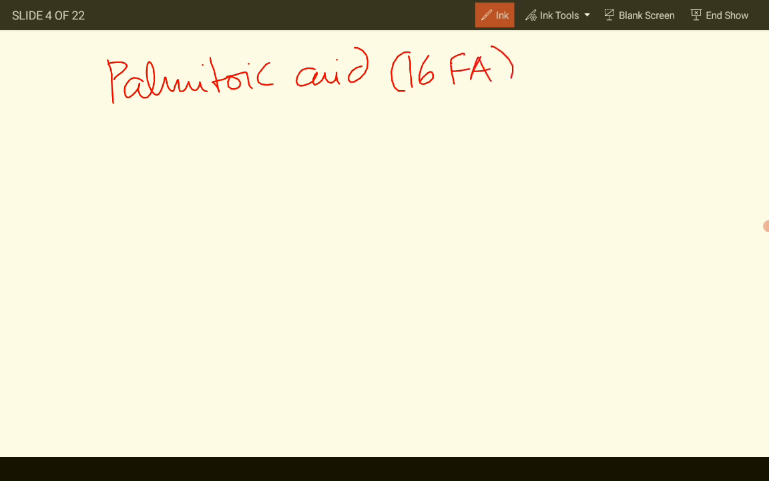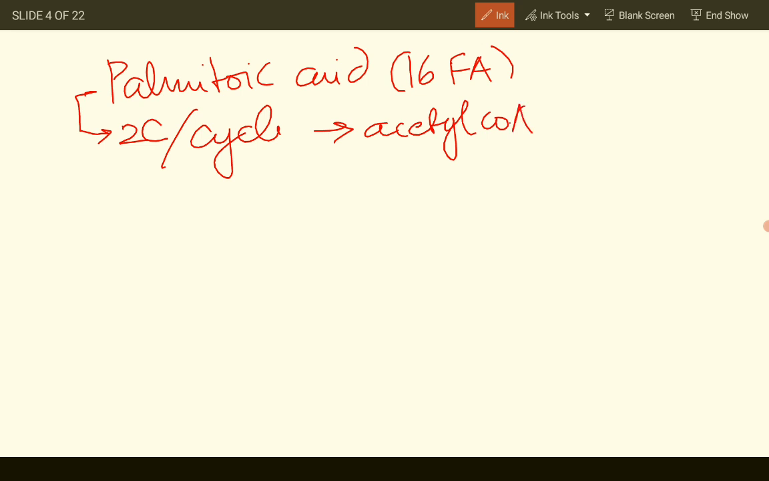Right, so we already talked about this in the previous video. If you haven't watched that, go back to my channel and watch the lipid metabolism part 1 video. There we talked about palmitic acid, a 16 carbon fatty acid, and its degradation. In every cycle of beta oxidation, 2 carbons will be removed as acetyl CoA. This is a 4-step process. The 4 steps will occur in each cycle, and at the end 1 acetyl CoA will be removed.